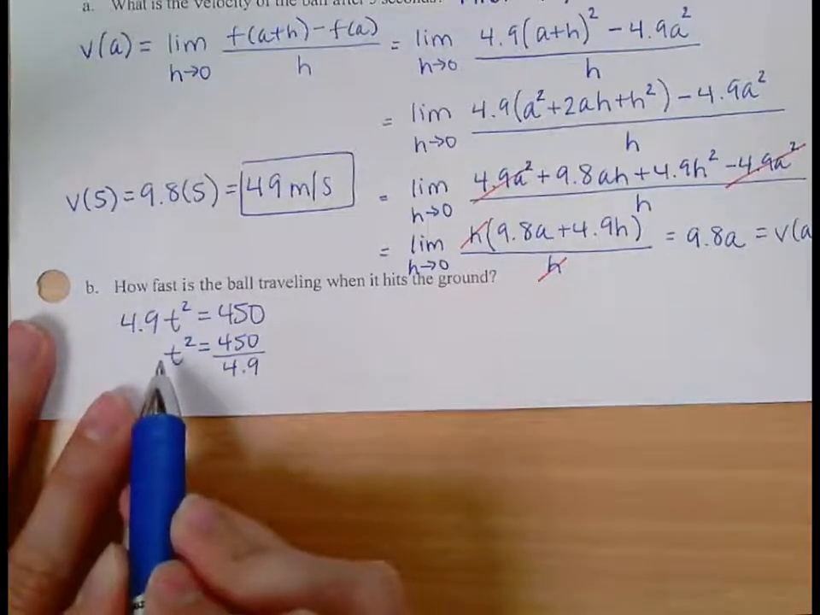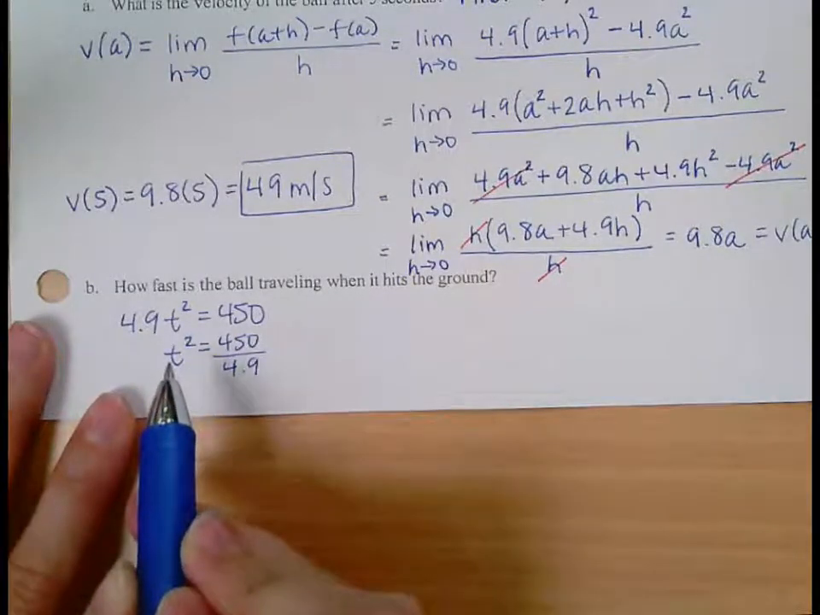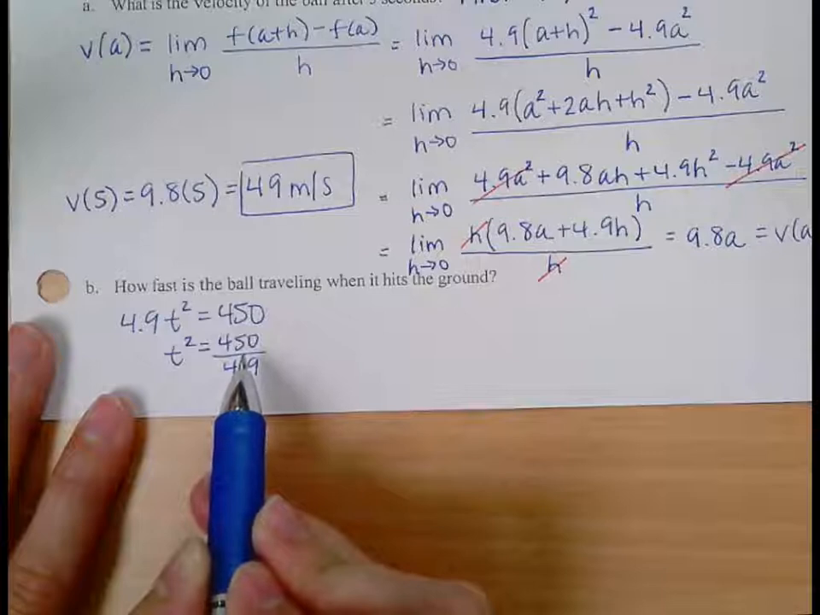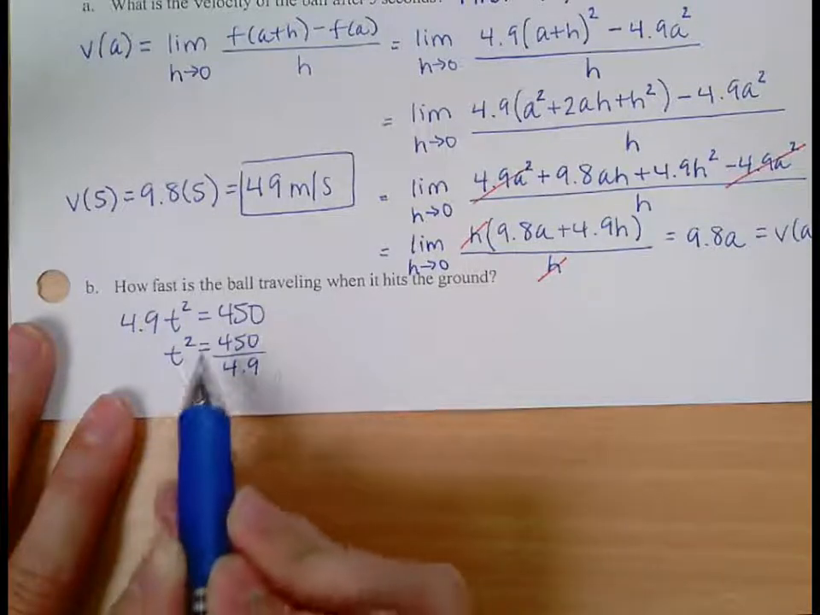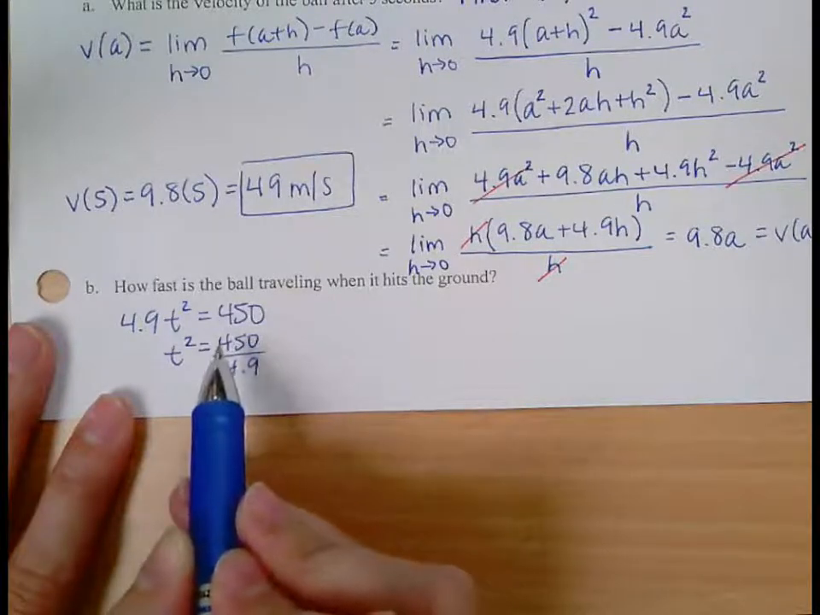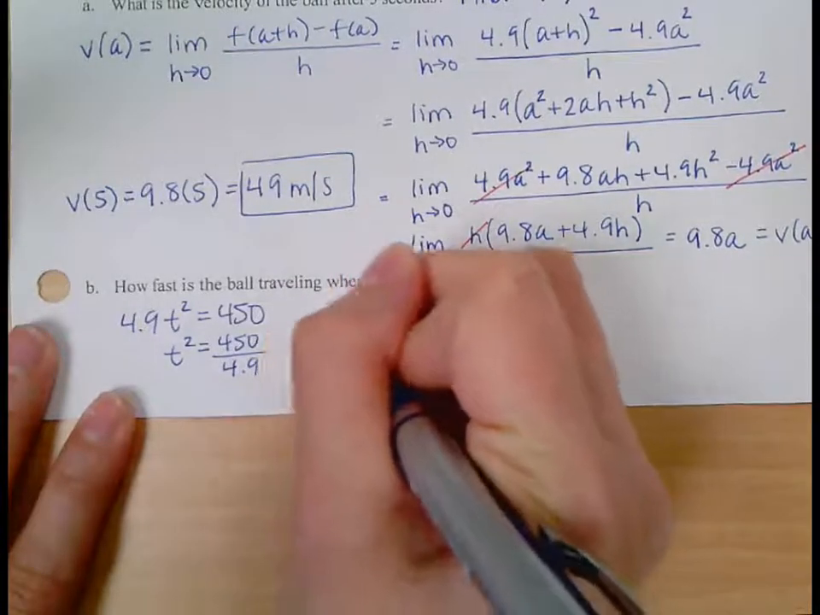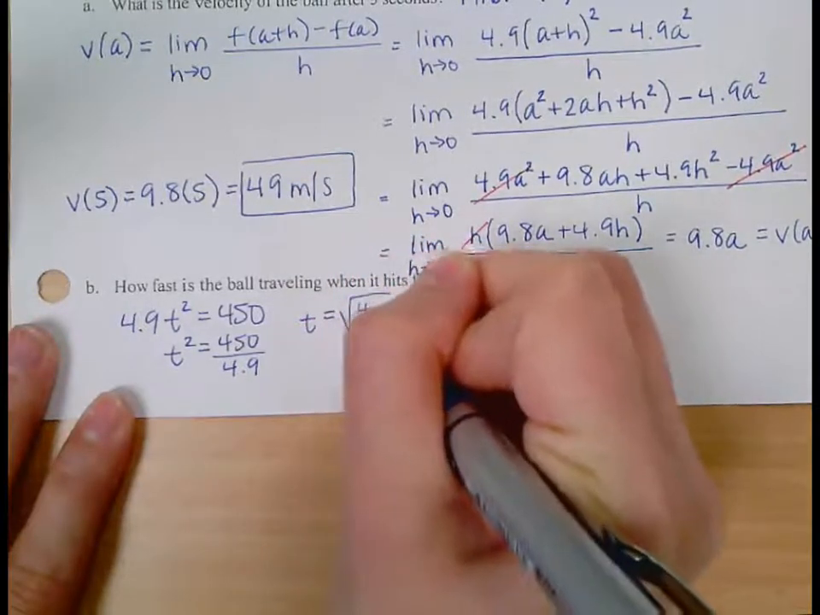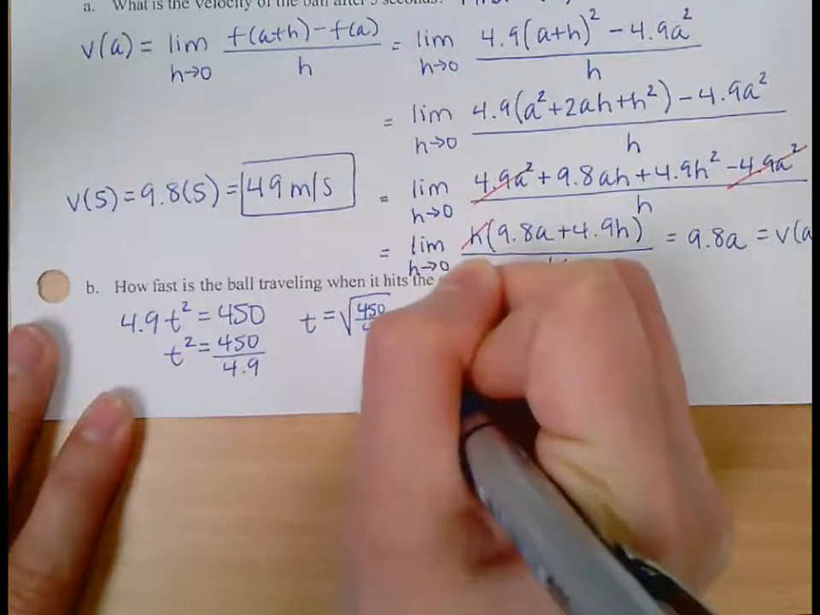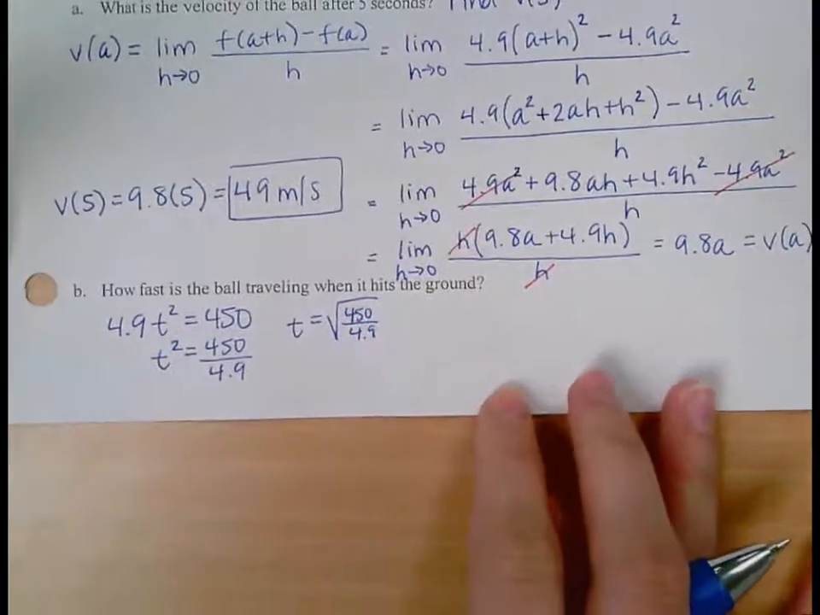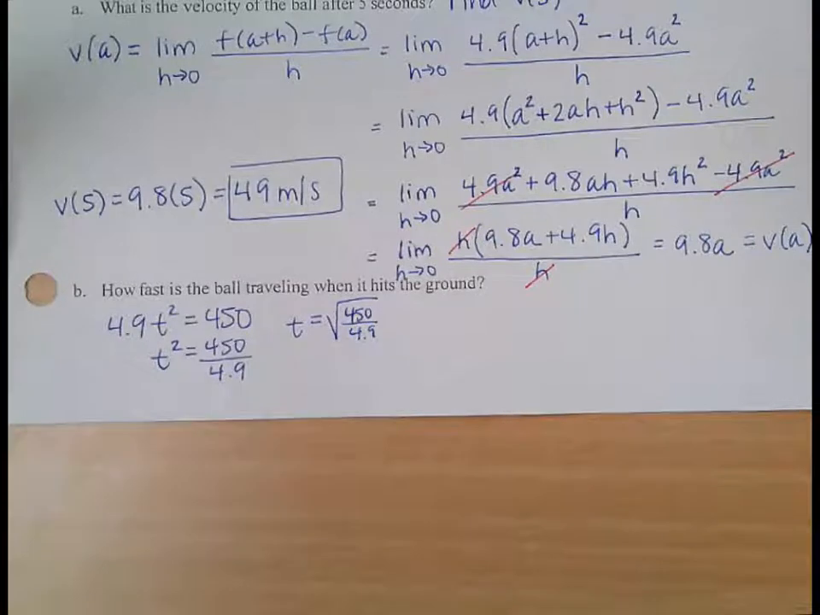Now, when I take the square root, remember, anytime you take a square root, you do have a positive and a negative, but a negative would not make sense in this instance. It's a time. So t is going to be the positive square root of 450 over 4.9. Now, what I want to point out to you with this is, and you probably heard this before, whether it's in a math class or a science class, you should not round anything in the middle of a problem.